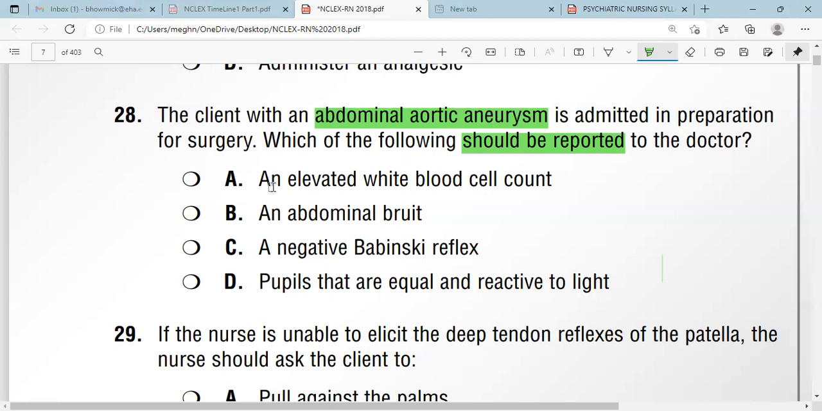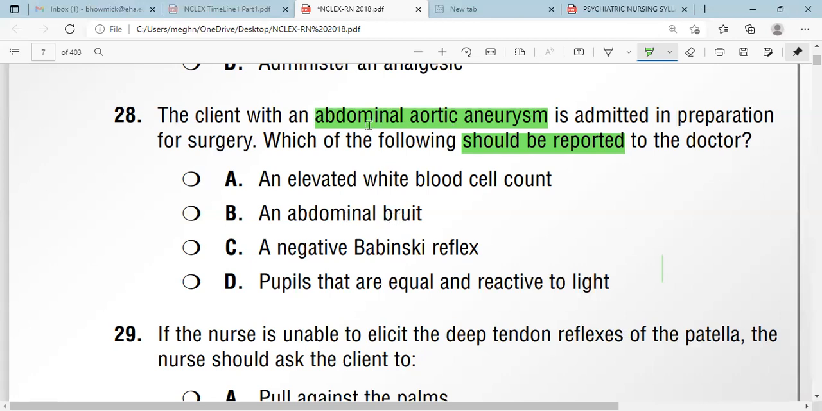So number A, elevated white blood cell count. When a person's white blood cell count goes up, it means the patient has an infection. When a patient has an active infection, it is not a good time to go for surgical operation. It is needed to inform the doctor because this patient needs antibiotics to control the infection, then go for further management. Number B, abdominal bruit.